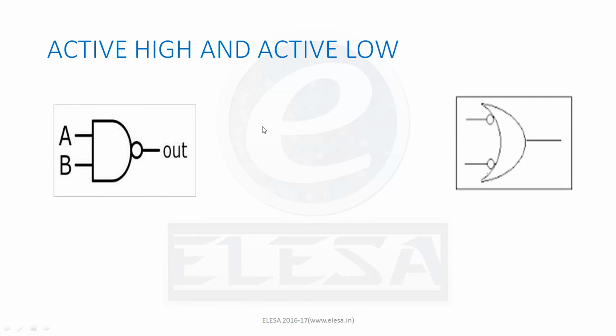Now let's consider the other case. Here the input has the bubble. This means that this is in the active low state, whereas the output doesn't have a bubble, so it's in the active high state. So people, there are a total of 4 types of flip-flops: SR flip-flop, JK flip-flop, D flip-flop and T flip-flop. Now we'll be going through the SR flip-flop.